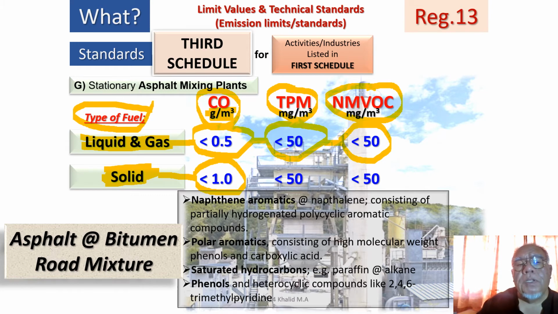1 gram per cubic meter. The emission for total particulate matter is less than 50 milligram per cubic meter, and their emission of non-methane volatile organic carbon shall be less than 50 milligram per cubic meter.